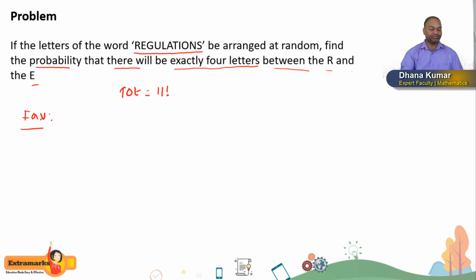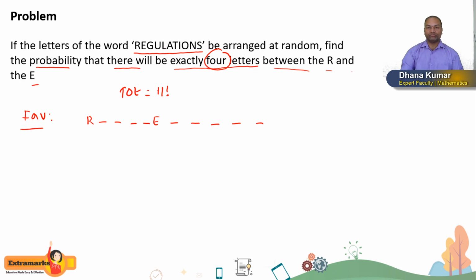Favorable cases, what is that condition? Okay. Observe this one, total 11 letters, between R and E. Probability that there will be exactly how many letters between R and E? 4 letters. Okay, for our convenience, you take 4 gaps. 1, 2, 3, 4. Exactly 4 letters. That is why I took between R and E 4 gaps. Fine. And remaining how many letters? Actually total 11 letters. Out of 11, here 4 plus 2, 6 completed. Okay. Remaining 5 letters. 1, 2, 3, 4, 5. 5 gaps. Understood? Okay.